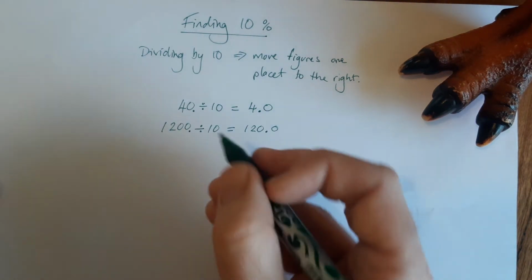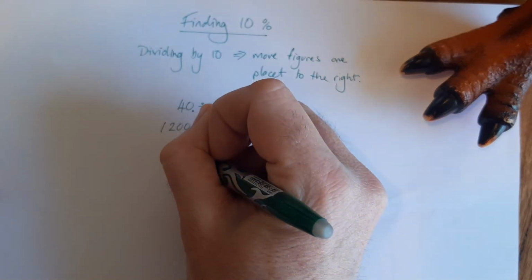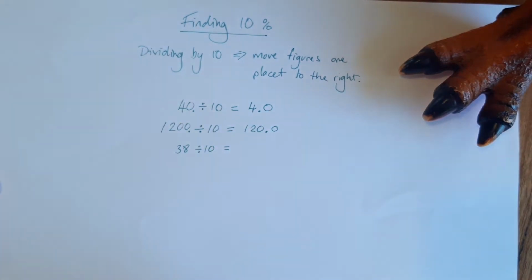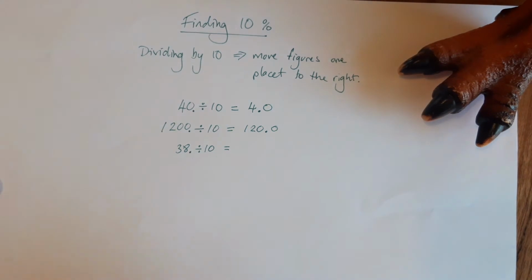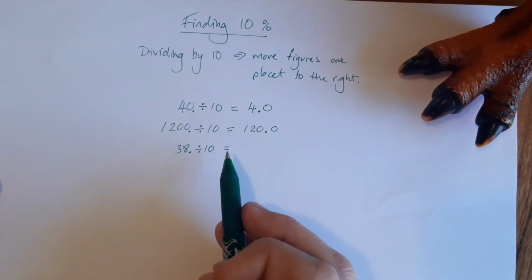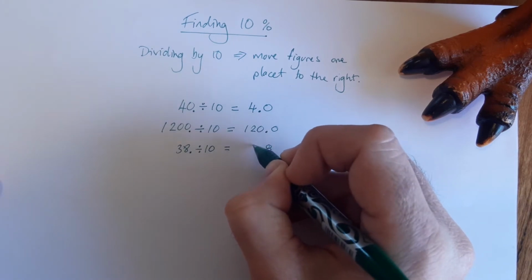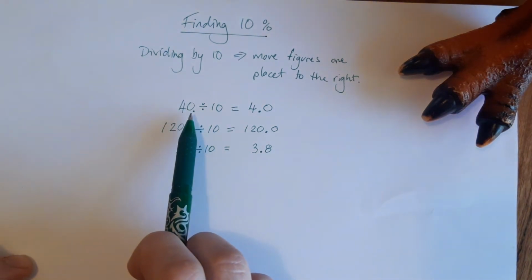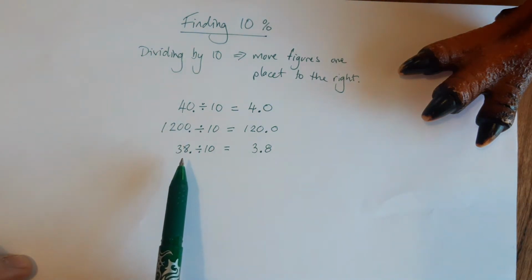Cool thing is you can start with something that gives you a decimal answer and it's not so hard to figure out. I can do 38 divided by 10. Well, there's the decimal point. And again, the 3 and the 8, because we're dividing by 10, are both going to shift one place to the right. So there's my decimal point. The 8's moved over, and so is the 3. So 38 becomes 3.8. And effectively what I've done there, in each case, is find 10% of 40, 10% of 1,200 and 10% of 38.